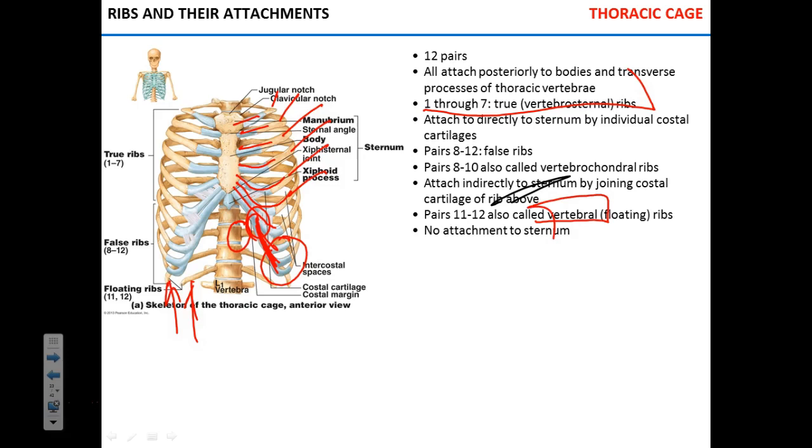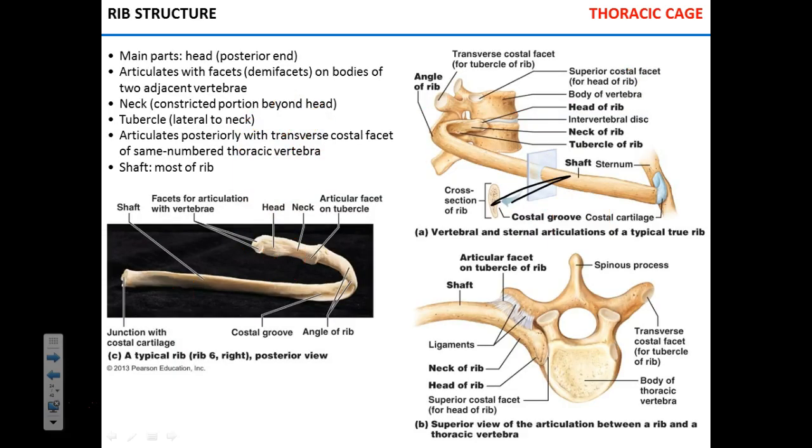That makes sense? So let's go over the ribs again. Ribs 1, 2, 3, 4, 5, 6, 7: true, vertebro-sternal. 8, 9, 10: false, vertebro-chondral. 11 and 12: false vertebral ribs, also floating.